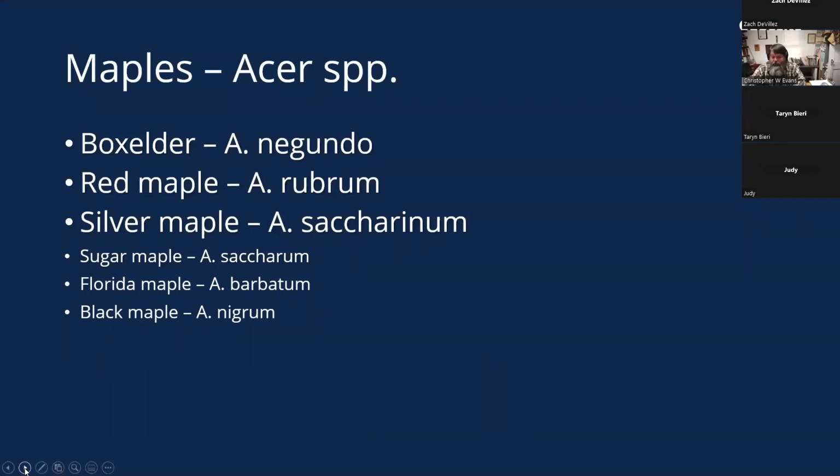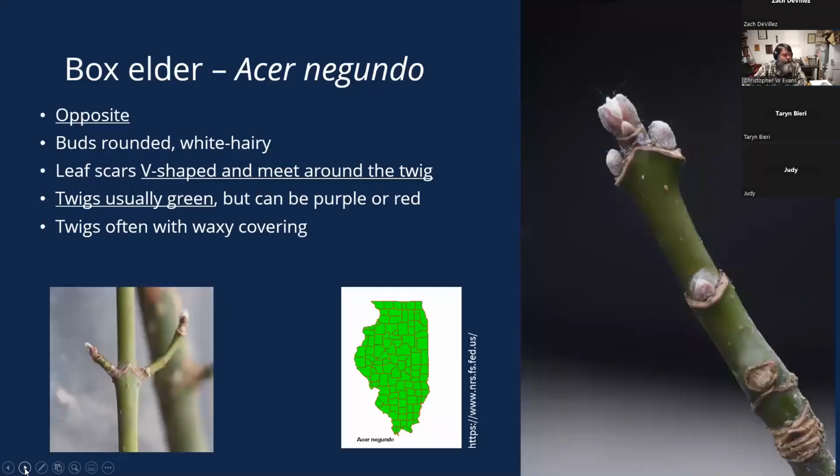All three of these maples and all maples here in Illinois, in fact, are oppositely arranged. So those buds and branches will be opposite. And then in the growing season, of course, the leaves will be opposite as well. Let's start with box elder.